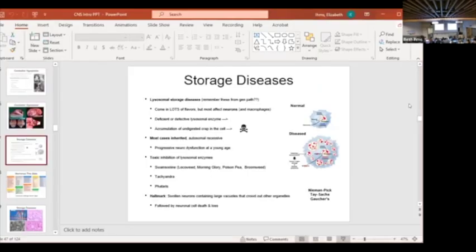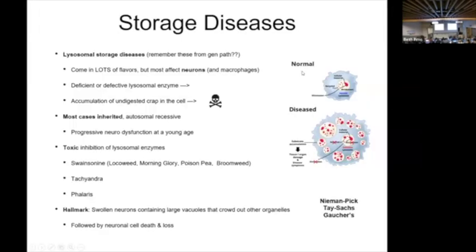All right, storage diseases. So we talked about these in GenPath. They come in a lot of flavors. Most of them affect neurons and macrophages, and sometimes the liver or kidney. Basic concept here is you have either a deficient or a defective lysosomal enzyme that leads to accumulation of whatever that enzyme substrate is in the cell. That's then an undigestible thing for the cell, and it accumulates over the lifetime of the cell.